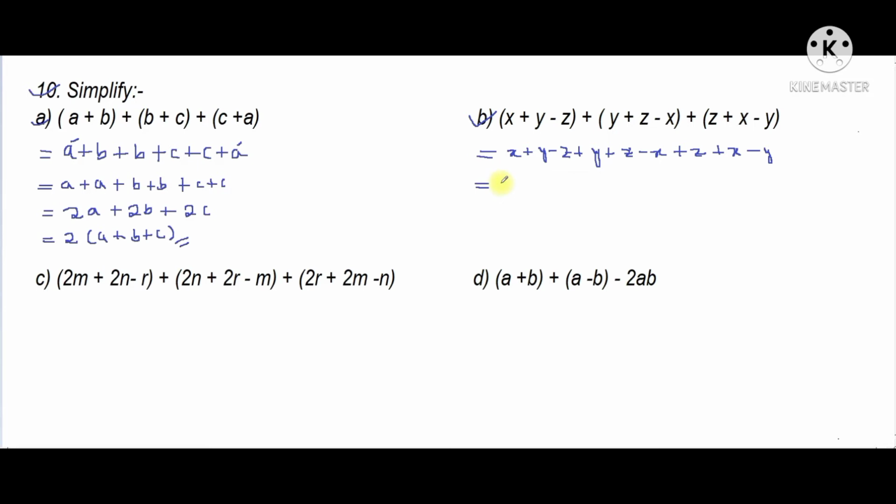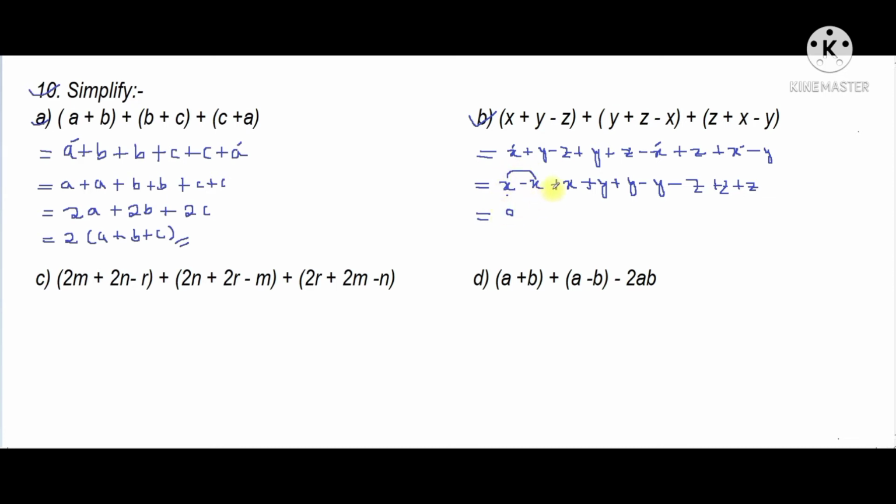Now we'll arrange the like terms together first, okay. So here x, and there 1x, and there 1x, we'll write together first, okay. So this is minus x, and then plus x, and then plus y, plus y, and then minus y, okay, and then minus z, and then plus z, and again plus z, okay.